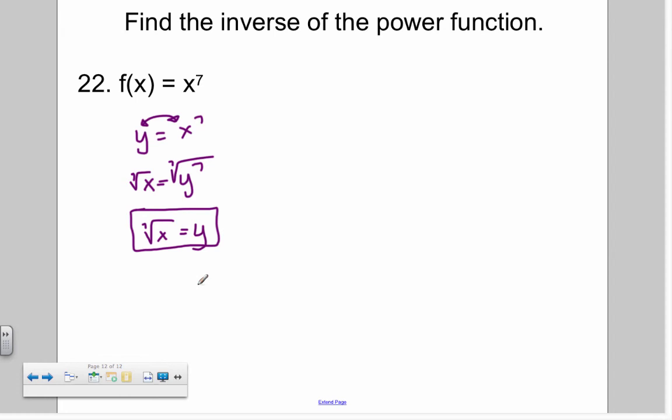Again, if I want to rewrite this, I could write that the inverse of f of x is equal to the 7th root of x. And that's another way to write it.